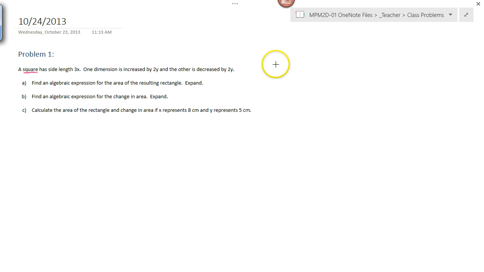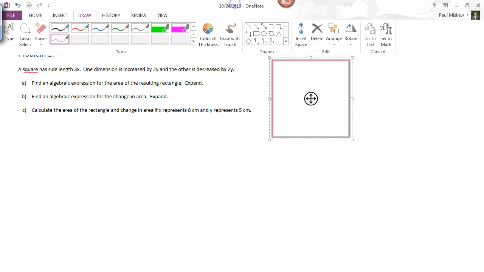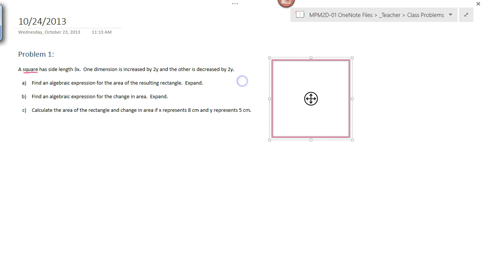So the first thing with this problem we want to do is draw a picture. It's so important to draw a picture because it helps us figure out what we need to do. So this is the initial state we're in. We have a square and we know we have sides of 3x. So the area of this square is going to equal 3x times 3x, which will give me 9x squared.